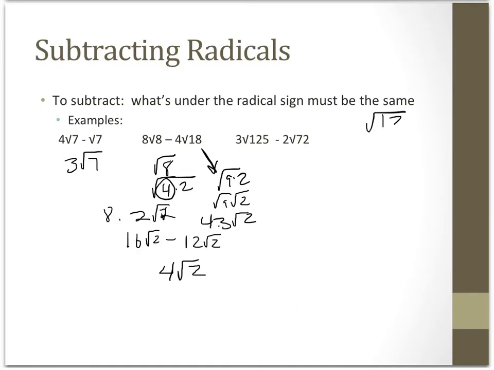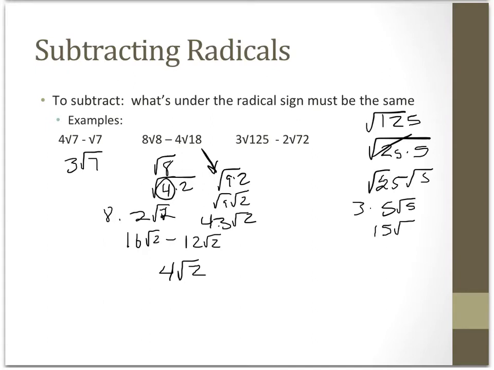Square root of 125. Again, that breaks down into 25 times 5. What's the square root of 25? 5. So 5 square root of 5, and we have that times 3, so that becomes 15 square root of 5. So this is 15 square root of 5.